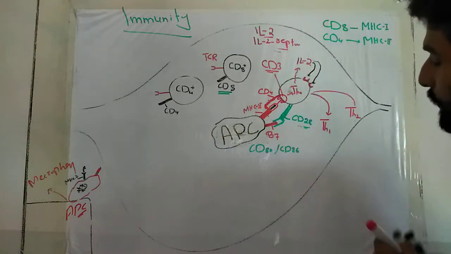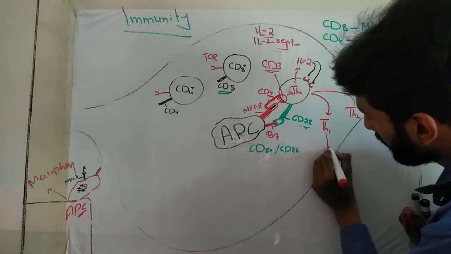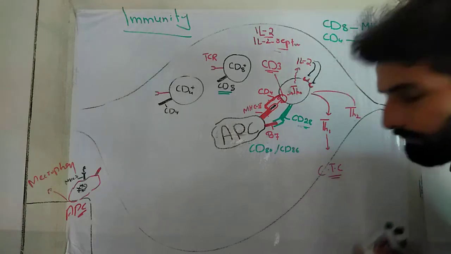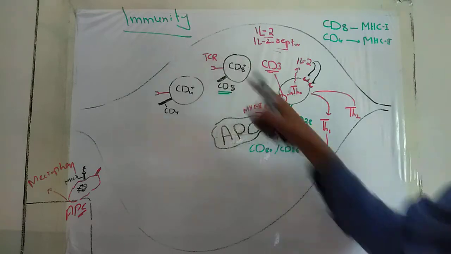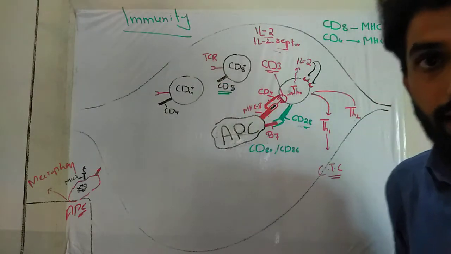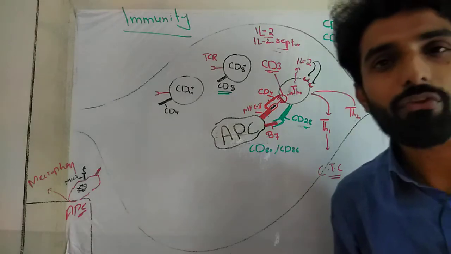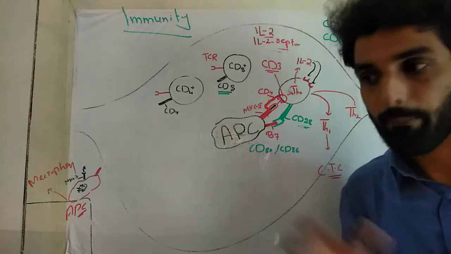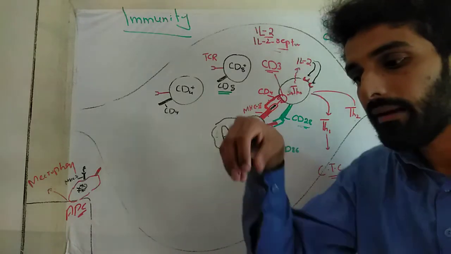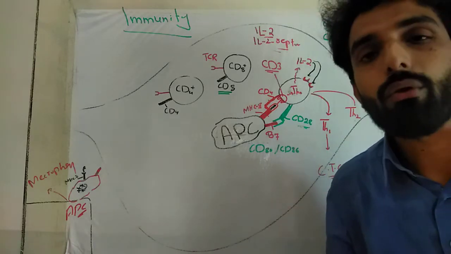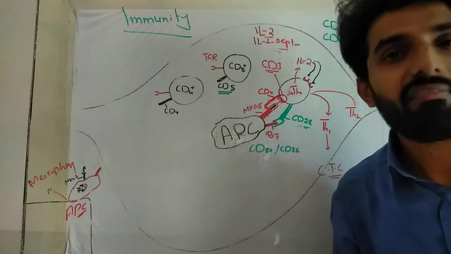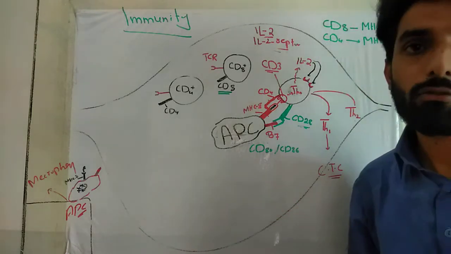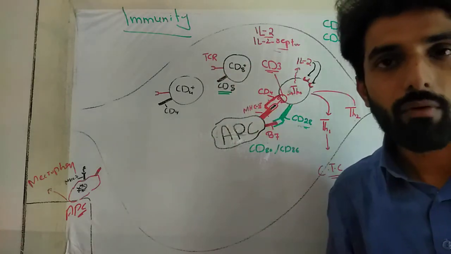Okay, the function of Th1 is that it will activate the cytotoxic T cells. And the cytotoxic T cells, you know, they are responsible for the intracellular pathogens. They will kill the intracellular pathogen, the pathogen that has entered into the cells. Now antibodies will not be able to neutralize those pathogens effectively because they have entered into the cell. So to counter the intracellular pathogen, these cytotoxic T cells will help out.